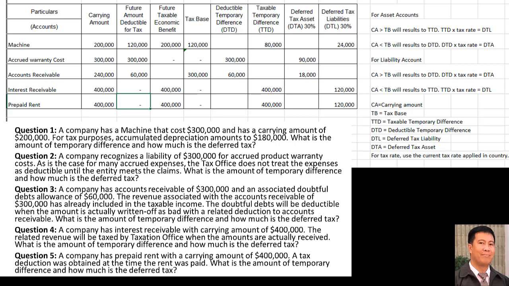Prepaid rent of $400,000 is of course recorded here as the carrying amount. The tax deduction was obtained at the time the rent was paid. Which means prepaid rent should not exist because it has already been recorded as an expense. Someone will ask, how come? Let's write the journal entry again. When you paid for that rent in advance, that is debit prepaid rent and credit cash, right? Am I correct?